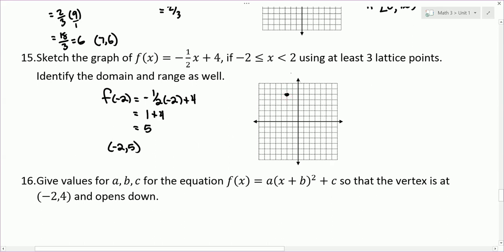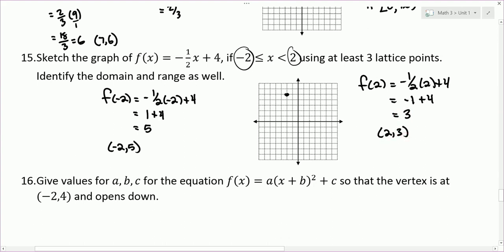And then our next point, I'm going to plug in the second endpoint. So I plugged in -2, now I'm going to plug in +2. F of +2, (1/2) times 2 is -1. 1 plus 4 is 3. So 2, 3. Have our 2 points. And careful here, those are the endpoints.